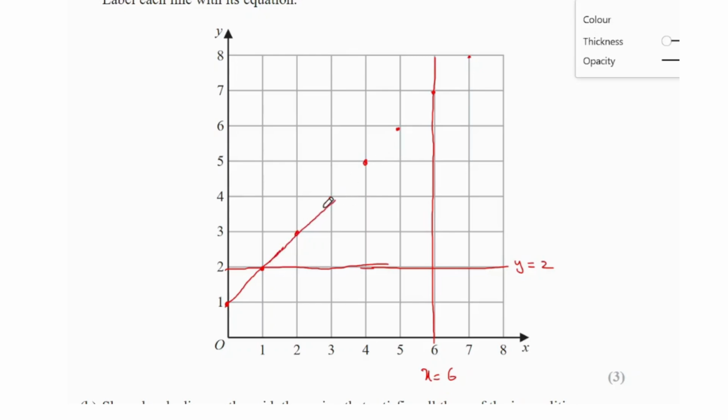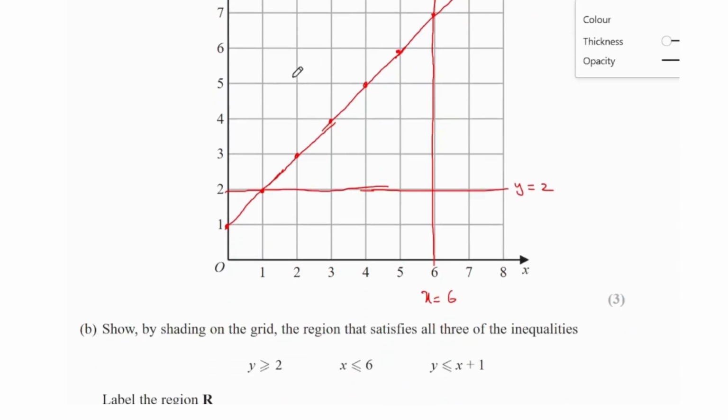So we're going to join them with a straight line. So we can see this part is done. Okay. Let's see what the equation of this one is. So y equals x plus 1. Let's see what the question says.